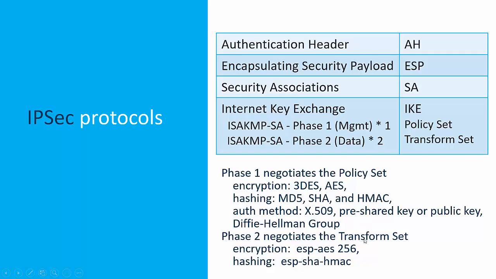Phase 2 negotiates the transform set. Now this is used to secure the data. For the transform set, we set up the encryption that's going to be used. Let's say we're going to be using ESP with AES encryption and a 256-bit key. And the hashing that'll be used for the integrity check, let's say we're using ESP with a SHA hash with a keyed hash using HMAC. Those are the basic protocols or the suite of protocols that you'll see in IPsec.